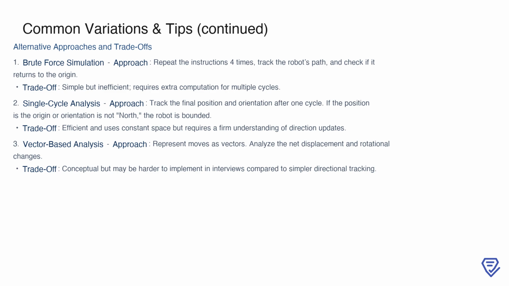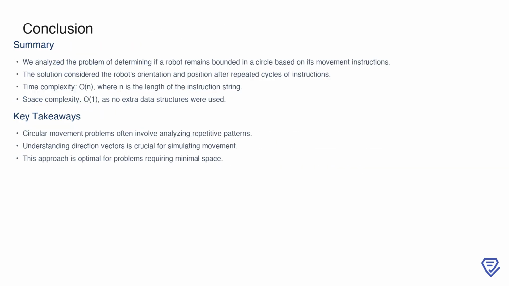Another approach is vector-based analysis, where you represent movements as vectors and calculate the net displacement and rotational changes. While this method is conceptually elegant and mathematically rigorous, it might be harder to implement during an interview compared to simpler techniques like directional tracking. Choosing the best approach depends on the context and your familiarity with these strategies. Great job! To wrap up, we solved the problem of determining if a robot remains bounded in a circle. Remember, analyzing movement patterns and optimizing for time and space efficiency are key skills.